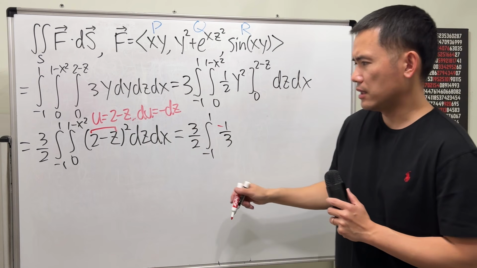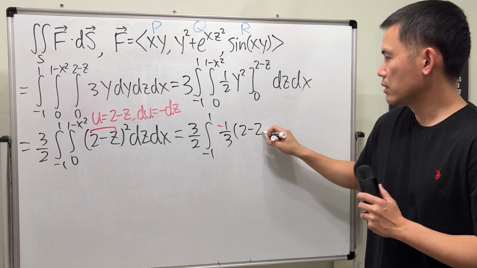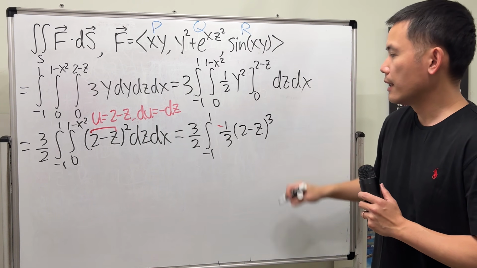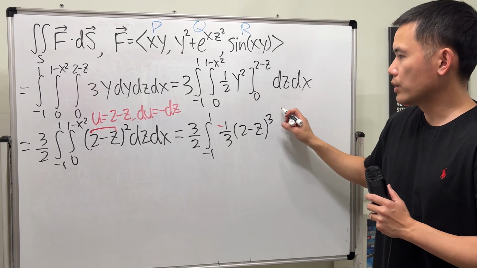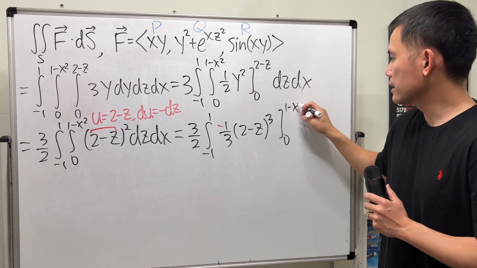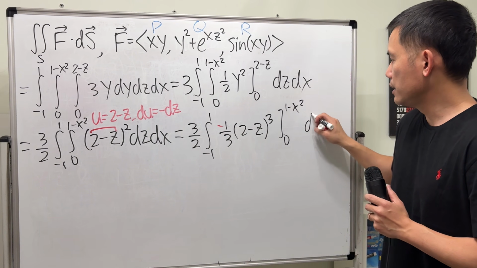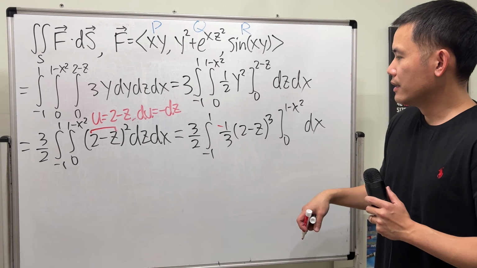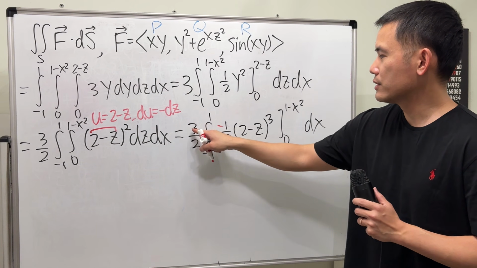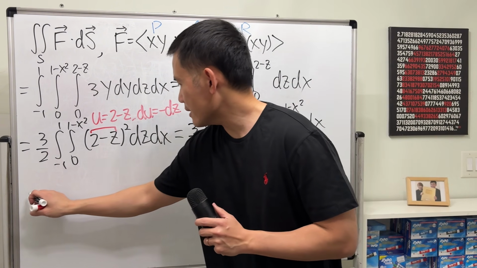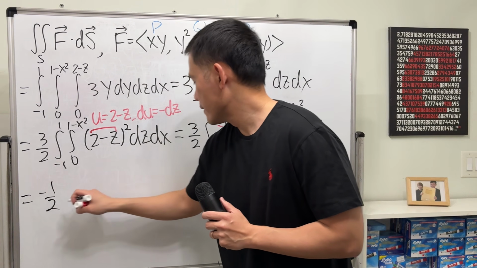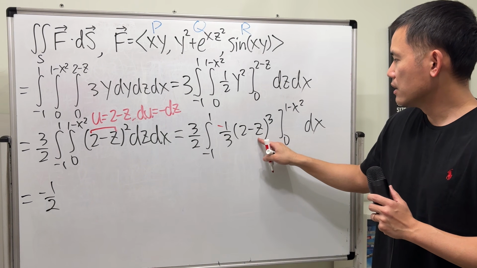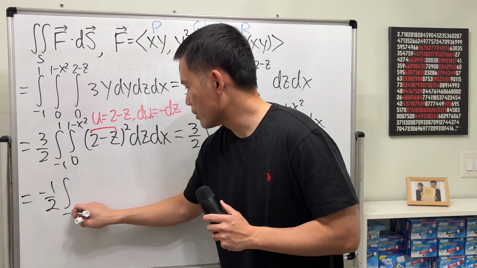And the input right here stays the same. I'll just put that down like this. And then third power. Okay. And then we go from 0 to 1 minus x squared. And we have dx. Now, put this to the front, so it's going to be -1/2. And then I'm going to be plugging this into z, and that's still the same integral.